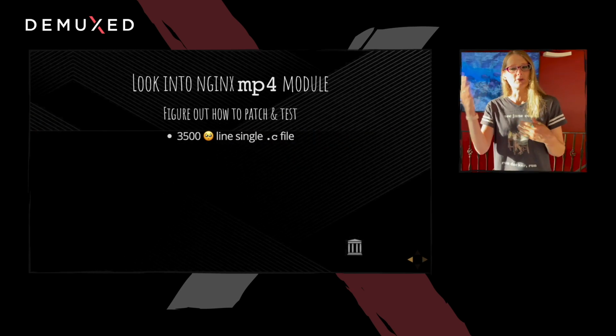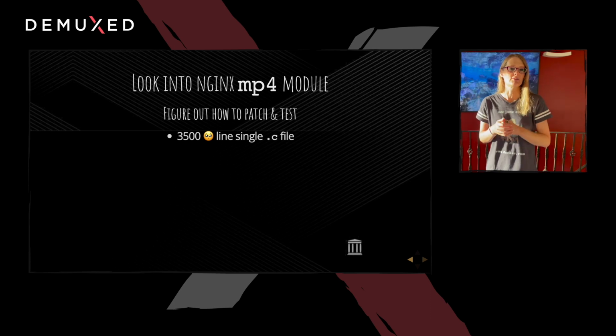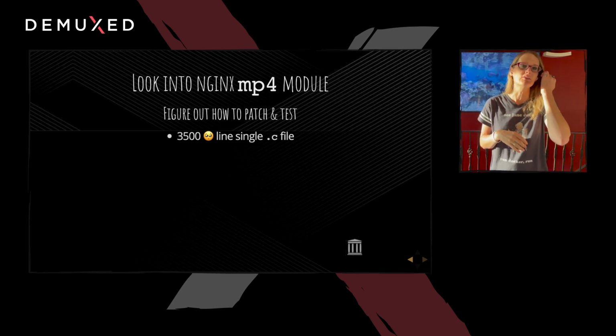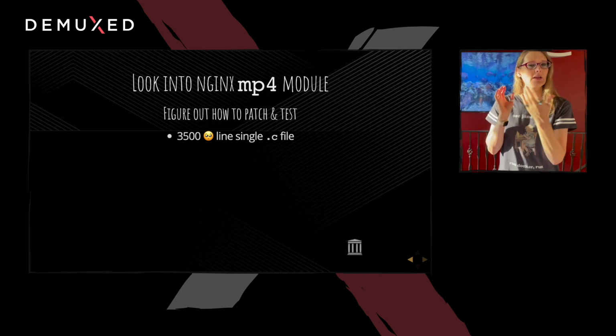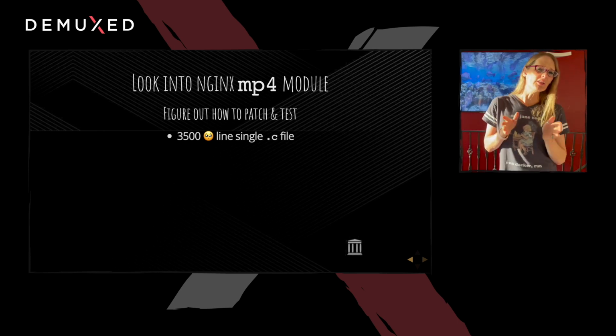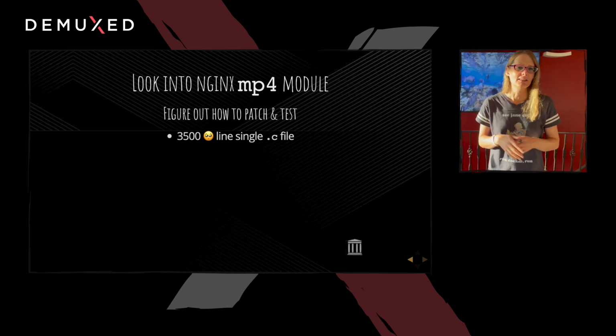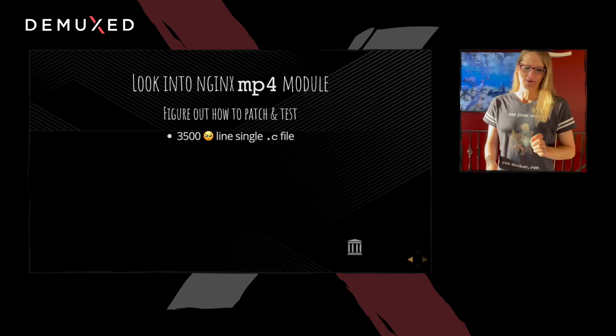So it was time to look at the MP4 module from nginx. I went and looked through it with a fine-tooth comb, kind of comparing it in my head to what the other lossless clipper was doing, making sure it was lossless. But it's 3,500 lines in a single C file. I've been doing C code since I was about 18, 20. That is a very big file. I don't think I've ever seen that before.